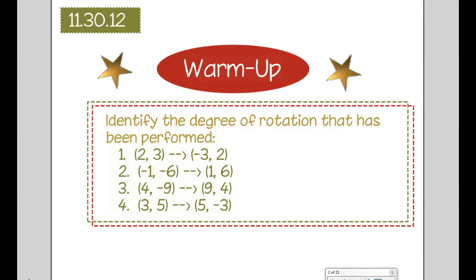I know you're not in this mode. I know. But go ahead and number 1 through 4 on your warm-up sheet. 1 through 4.